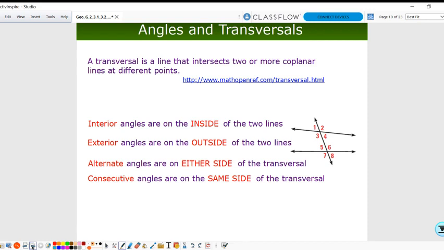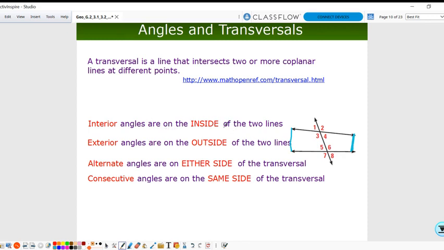A transversal is a line that intersects two or more coplanar lines at different points. So here we have two coplanar lines, and this third line here is called the transversal. It is intersecting both of the other two lines at different points. When we do this, we kind of create this box. And we have the interior of the box, and the exterior of the box.